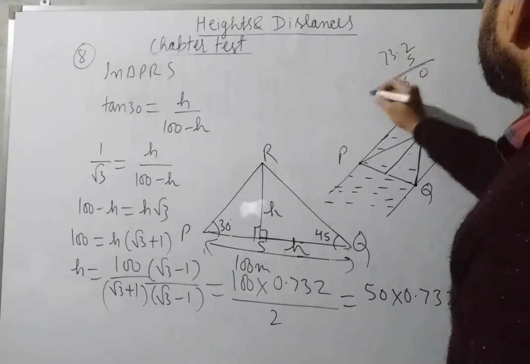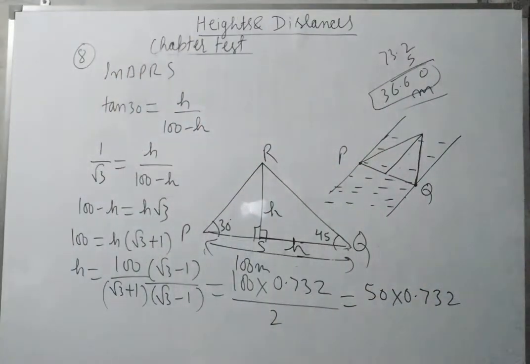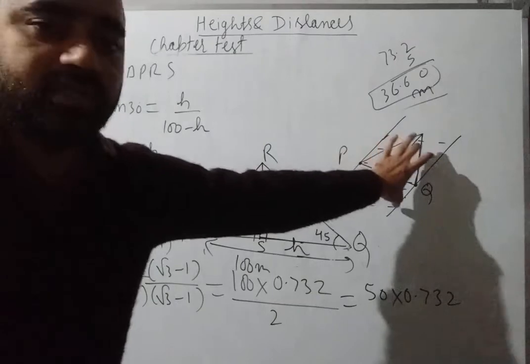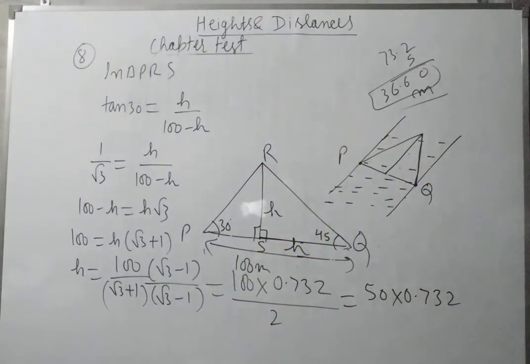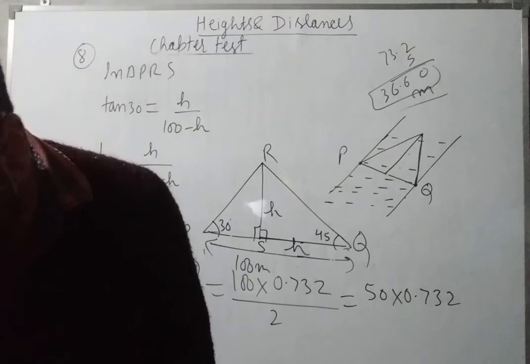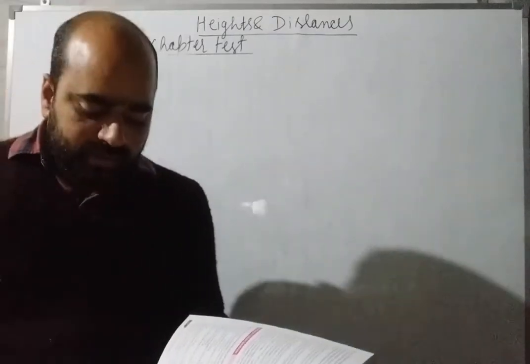So 36.6 meter is the answer. Correct? This is the solution. This is the diagram. We can draw like this. Okay. Next, last question. Question number 9. So next is the last question.